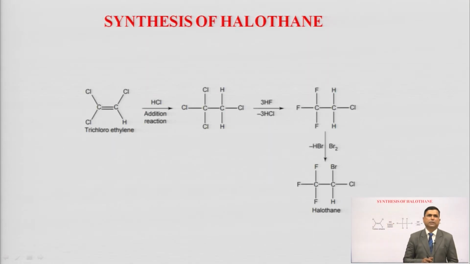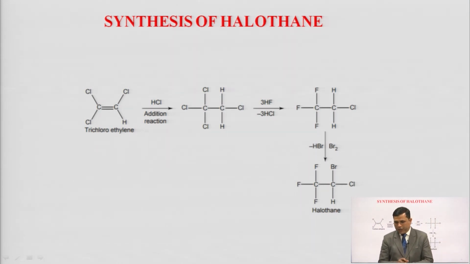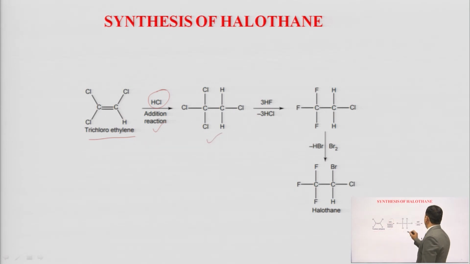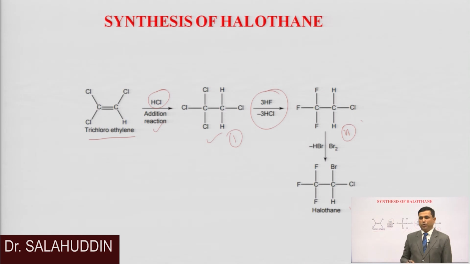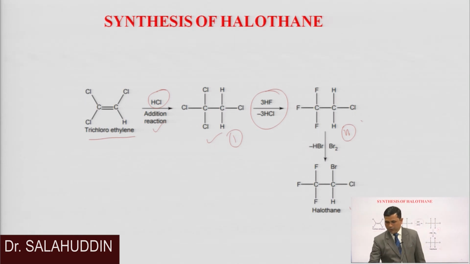Now, the synthesis of halothane: it is synthesized from trichloroethylene. In the first step, there is addition of HCl, and then a dehydrohalogenation reaction, and after the first intermediate we get the second intermediate. The final step is bromination, with removal of HBr. So, halothane is produced.